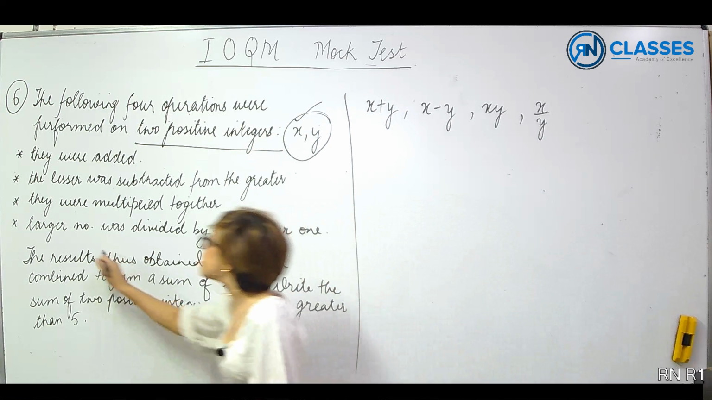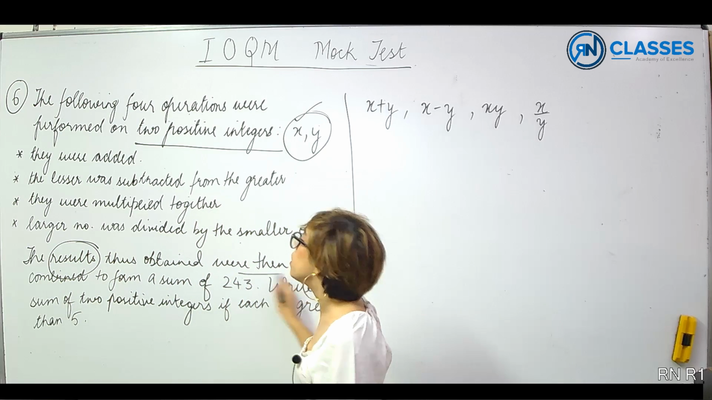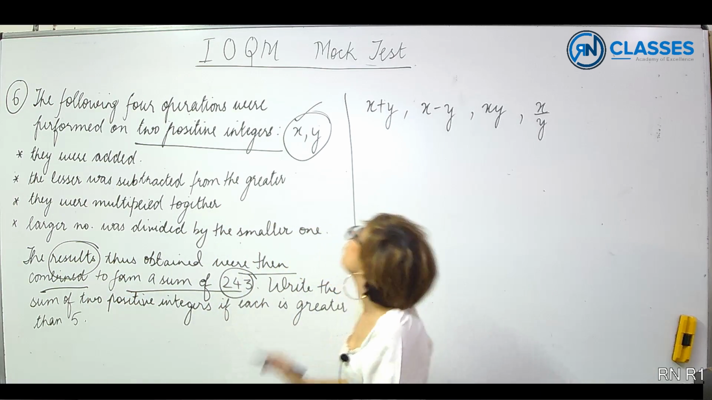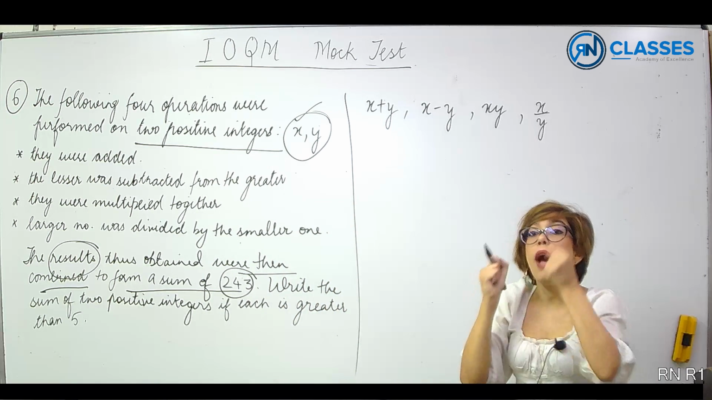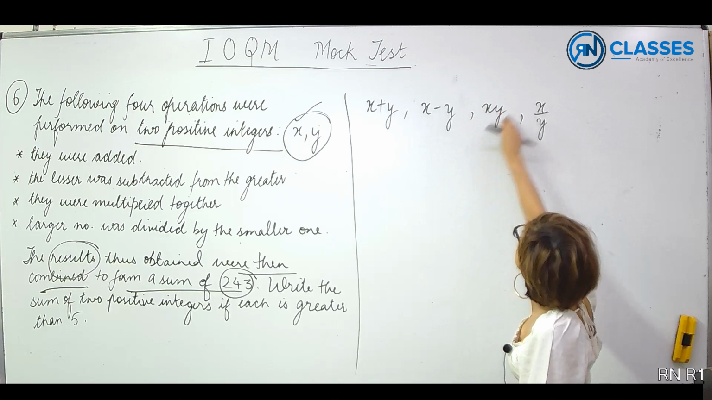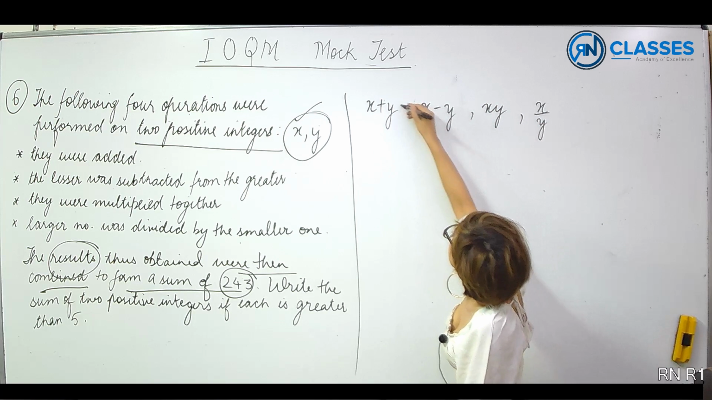The results thus obtained were then combined to form a sum of 243. Now these 4 were combined to have the sum of 243. That means this plus this plus this plus this is 243.